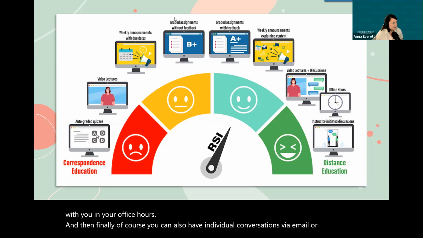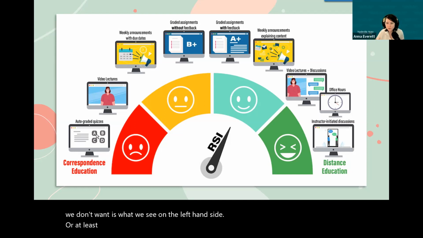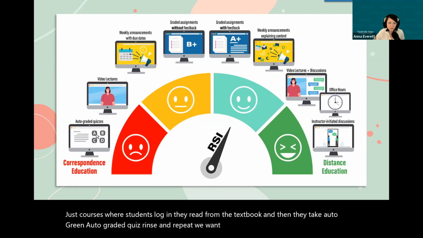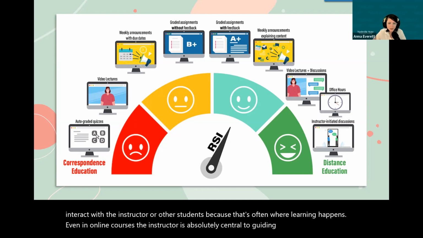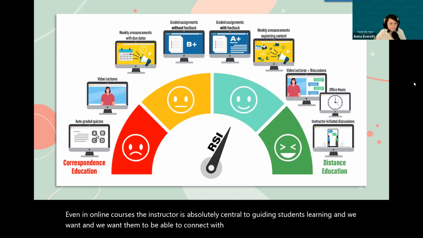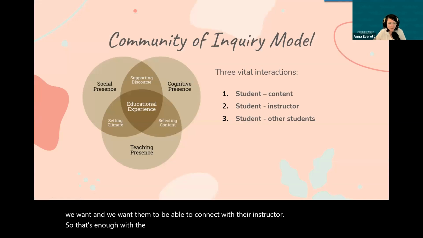What we don't want is what we see on the left-hand side, or at least not exclusively what we see on the left-hand side. We don't want just courses where students log in, read from the textbook, and then take an auto-graded quiz, rinse and repeat. We want them to have some opportunity to interact with the instructor or other students, because that's often where learning happens. Even in online courses, the instructor is absolutely central to guiding students' learning, and we want them to be able to connect with their instructor. So that's enough with the compliance mandate stuff.